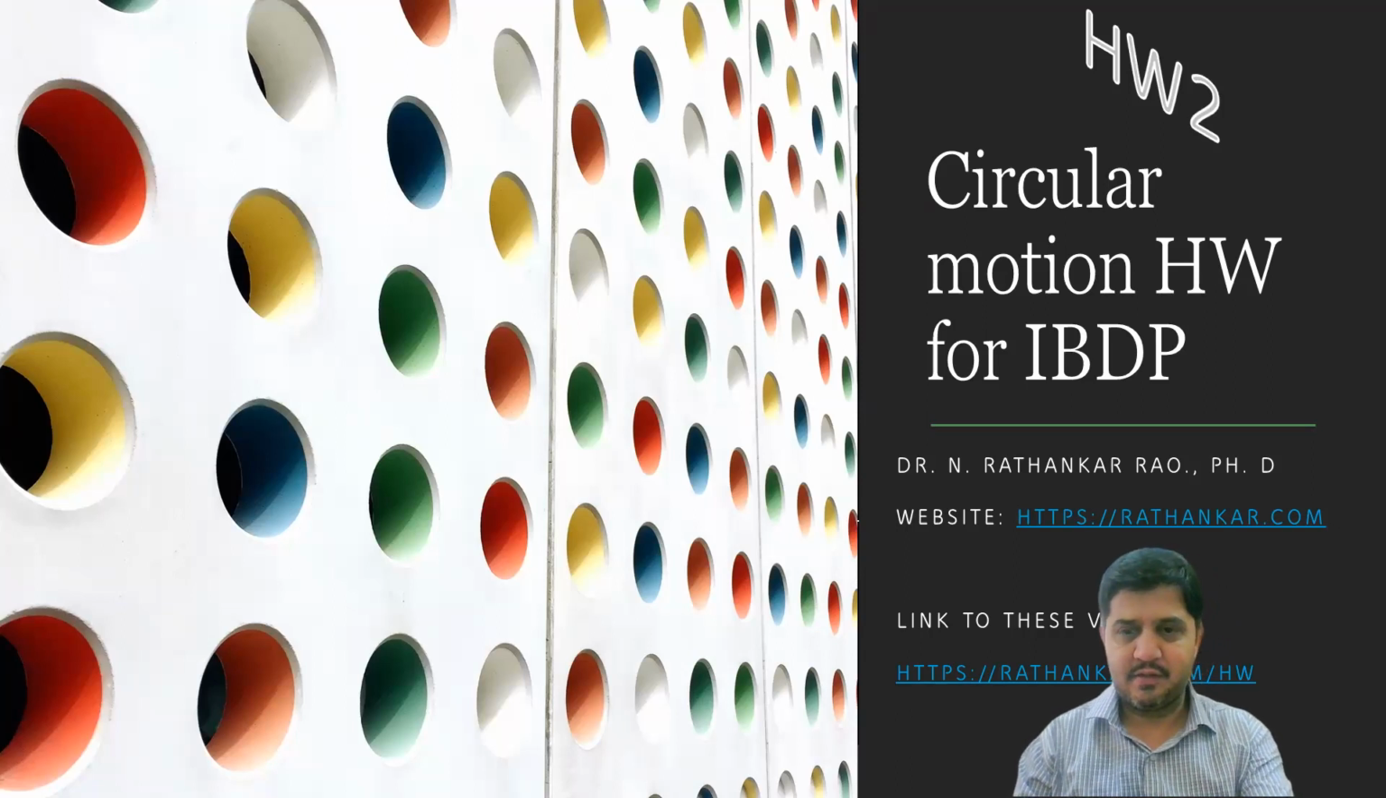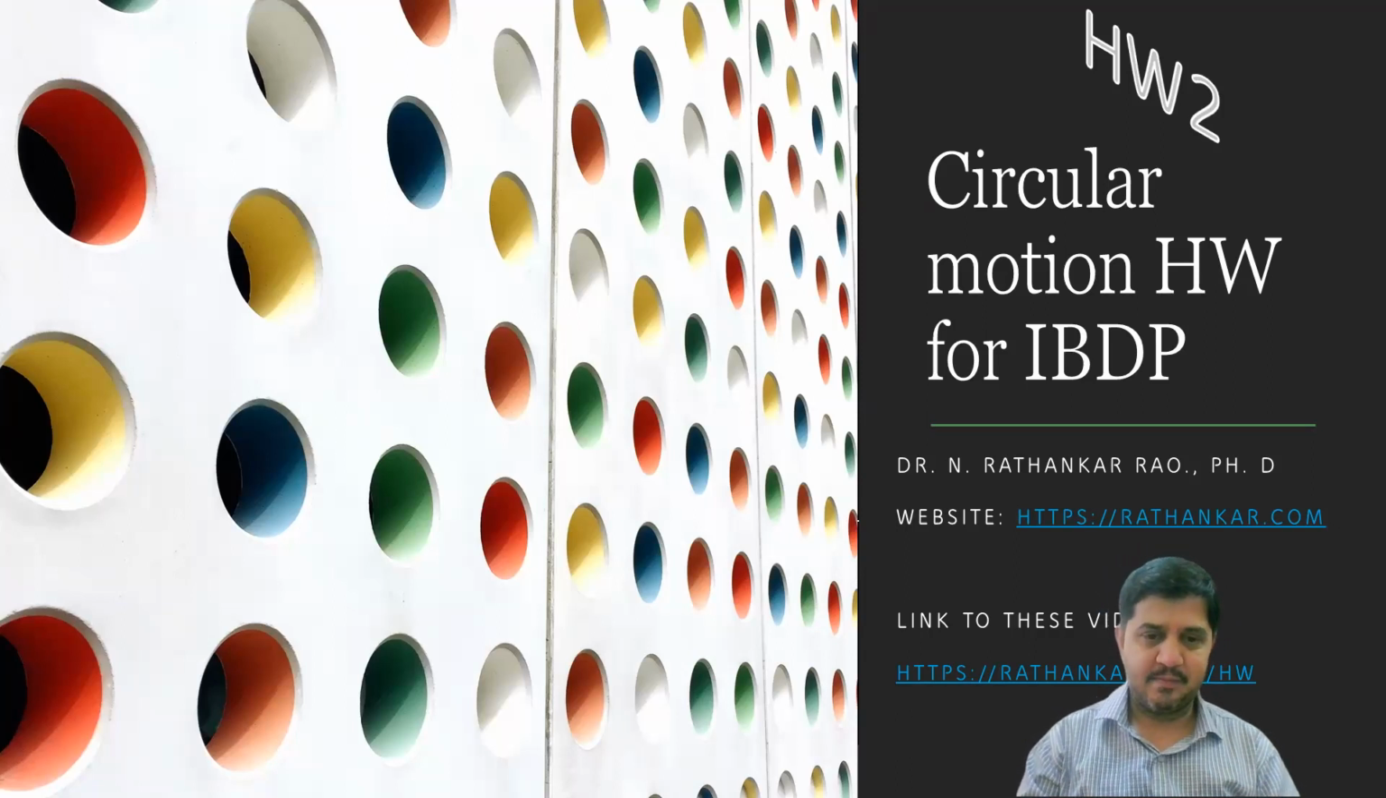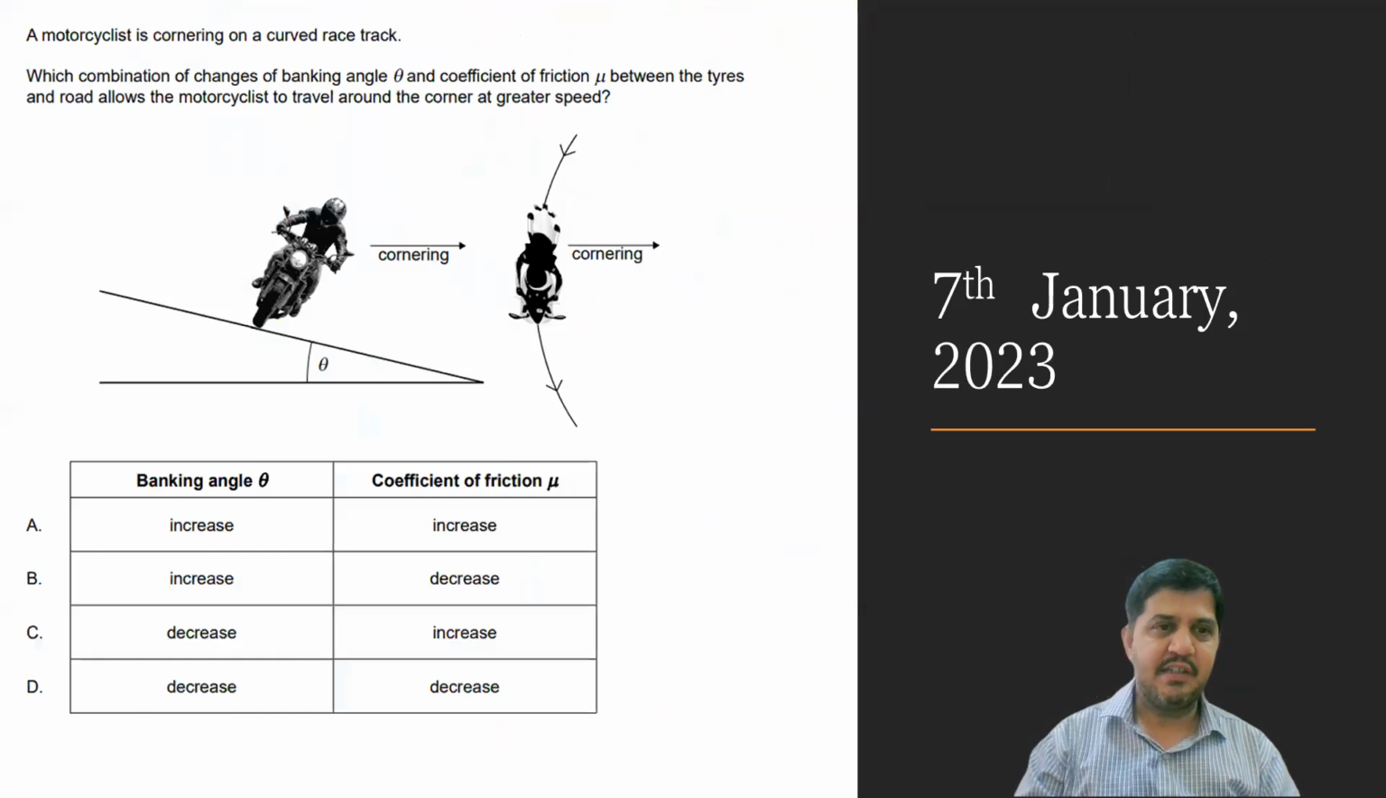Just a moment. It's not moving at all. Okay, it's here. The first question reads like this: a motorcycle is cornering on a curved racetrack. So you have a motorcycle which has been cornering like this.